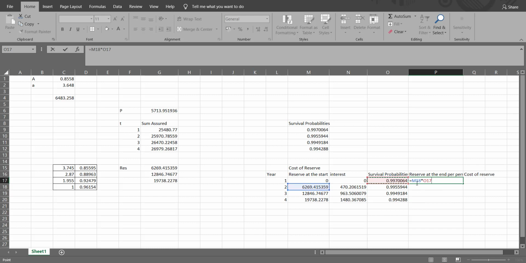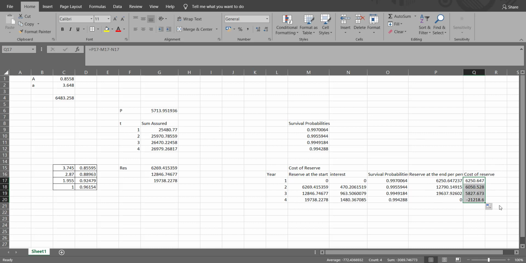This is the amount of reserve you need, so per person alive it will be calculated by multiplying with the survival probability, right? So you can calculate all of these numbers. So you have got your cost of reserve. Now cost of reserve will be what? It's the amount of reserve you need minus the amount of reserve you already have, and obviously minus the interest, because interest is something you have also earned. Okay, so these are your cost of reserve numbers.